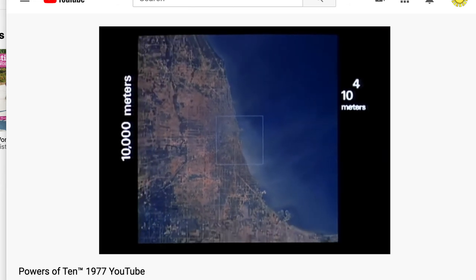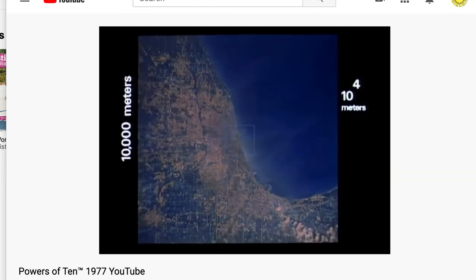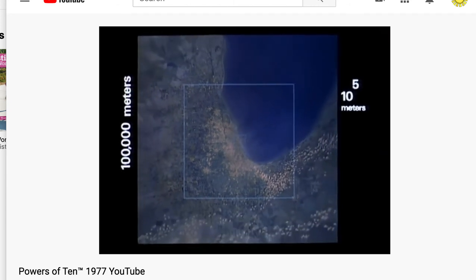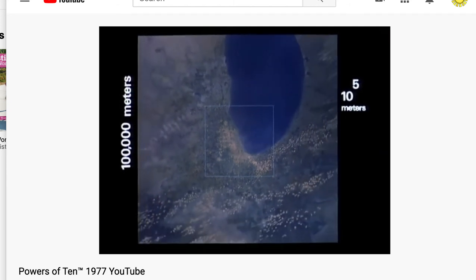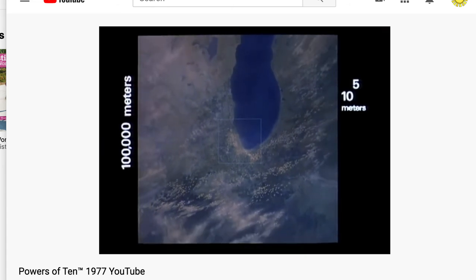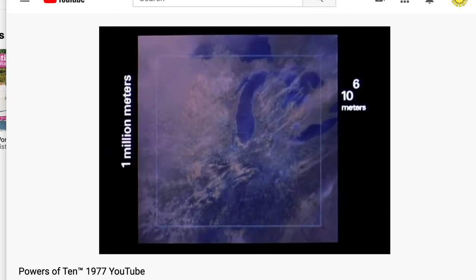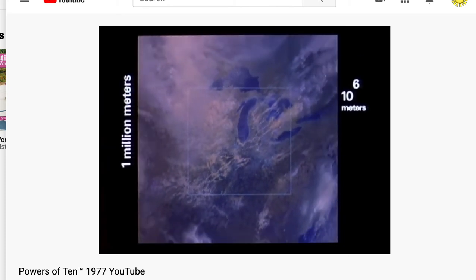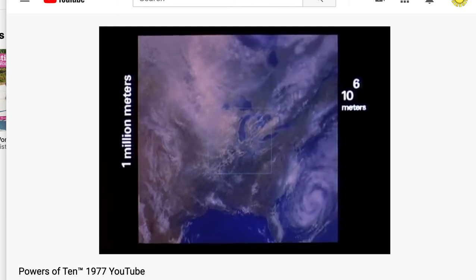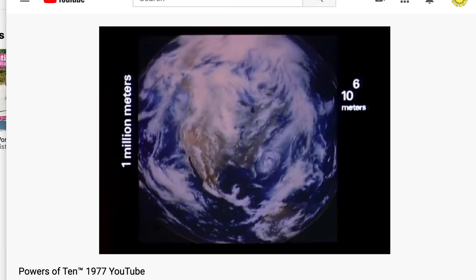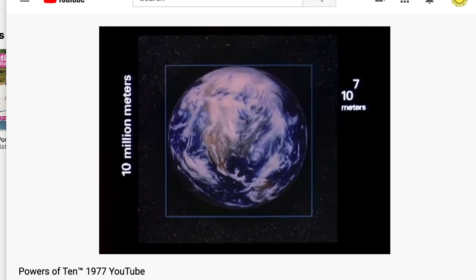We see first the rounded end of Lake Michigan, then the whole Great Lake. 10 to the 5th meters, the distance an orbiting satellite covers in 10 seconds. Long parades of clouds, the day's weather in the Middle West. 10 to the 6th, a 1 with 6 zeros, 1,000,000 meters. Soon the Earth will show as a solid sphere. We are able to see the whole Earth now, just over a minute along the journey.